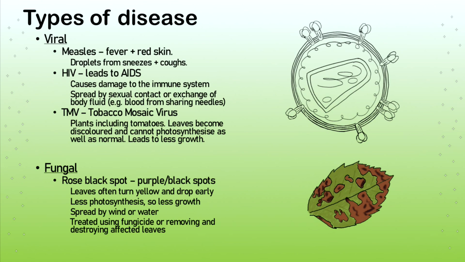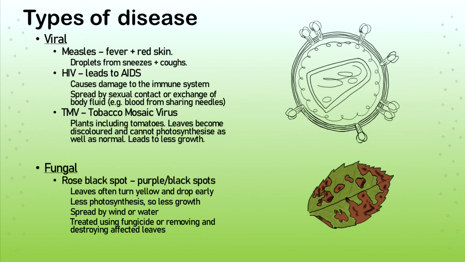So there are 4 categories of pathogen, and we need to know some diseases from each type. The first type is viral diseases, and there are 3 diseases within this category. The first one is measles, which is becoming more prevalent again because people are avoiding the MMR vaccine. It's a discussion for another day, but it leads to fever and red skin, and eventually can be fatal, especially to those more vulnerable with their immune systems, so the elderly and the very young, and obviously the very poorly as well. But these are basically spread from droplets through sneezes and coughs, and it can be really nasty.